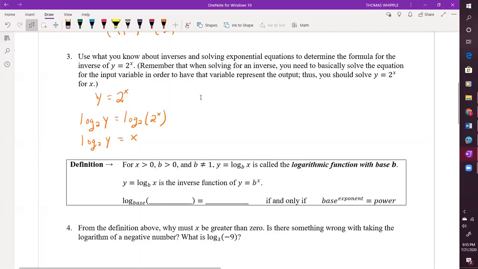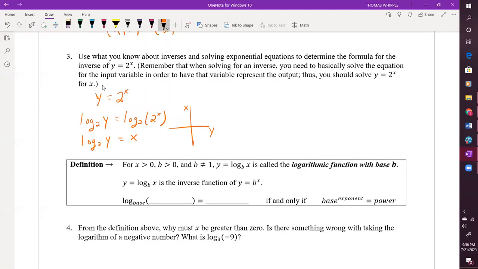Now, if we were just to graph this log base 2 of y equals x, notice that the y is the input variable and the x is the output, and that's what we wanted. We wanted them to switch their roles. But if we were to actually graph them, the x would be on the vertical and the y would be on the horizontal, and we would be graphing that way.